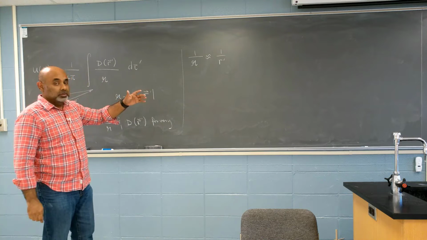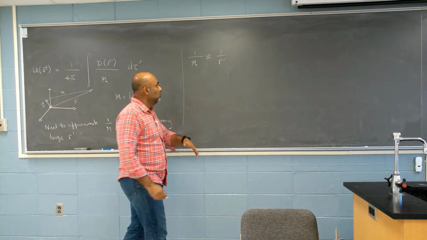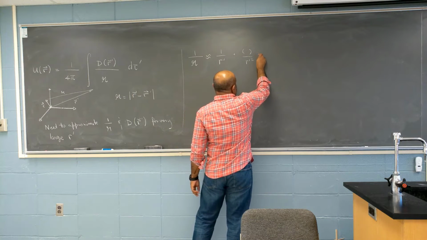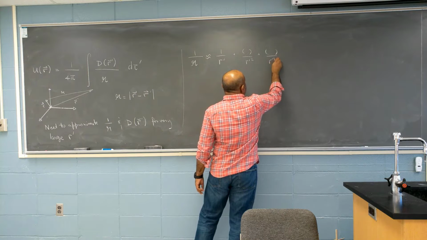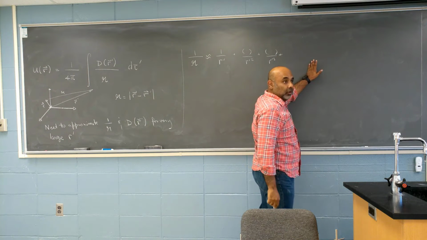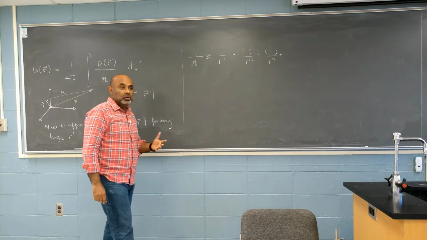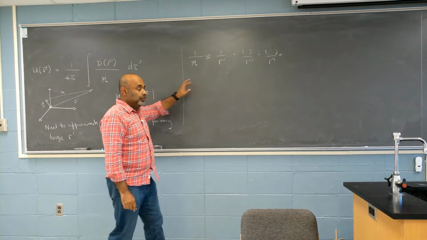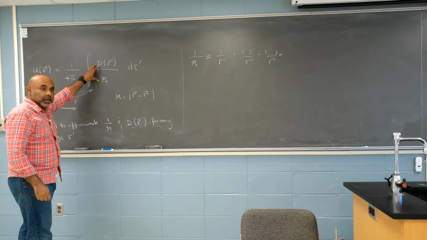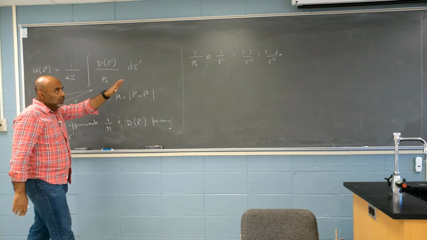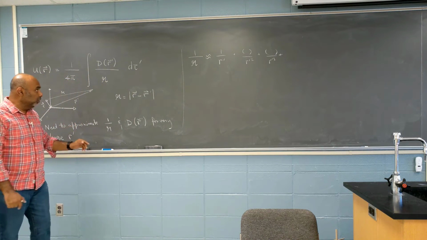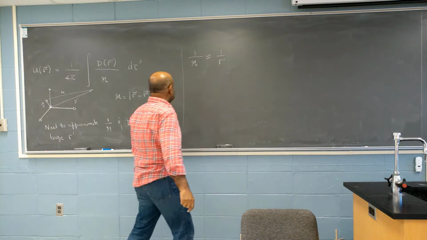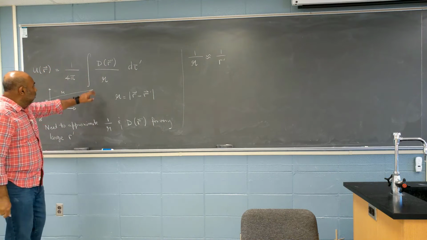There are other terms, but they go faster. What I mean by that is there could be some constant times r prime squared plus r prime cubed, but these go faster to 0. I just want to make sure that the integral is well defined. If this one, when I put it into the integral, I can integrate just fine, the other terms will not create a problem. So I'm only going to hang on to the leading order term.